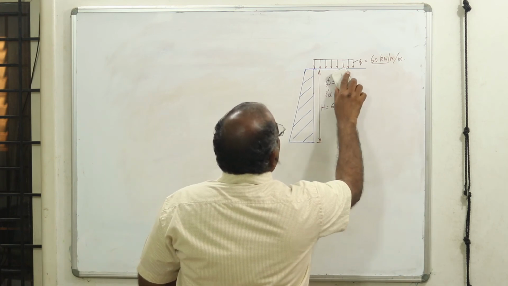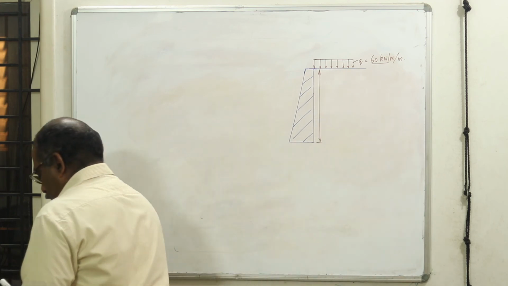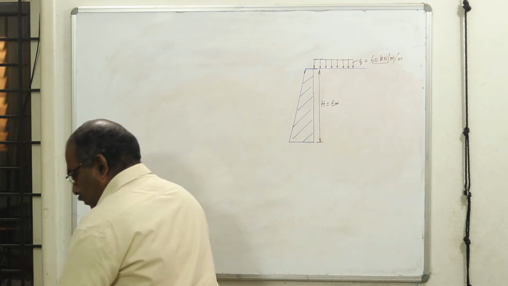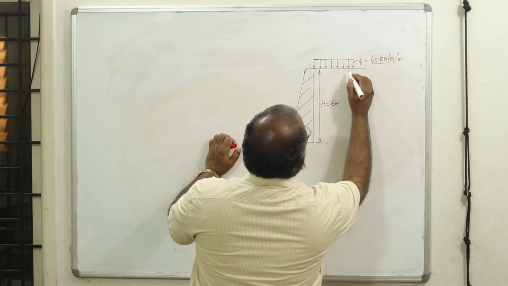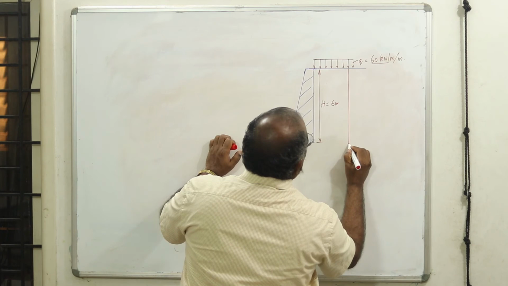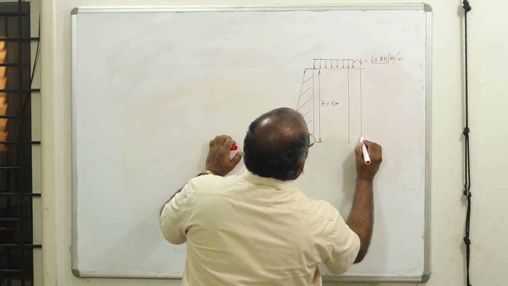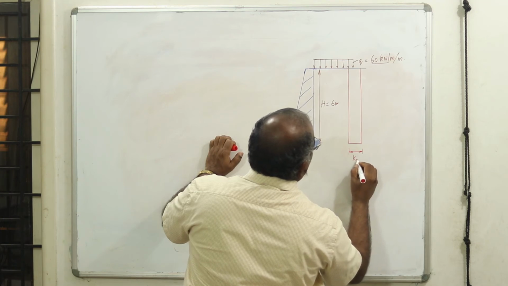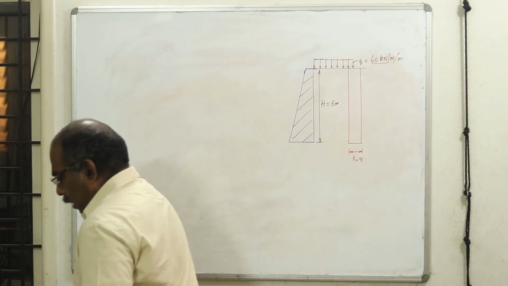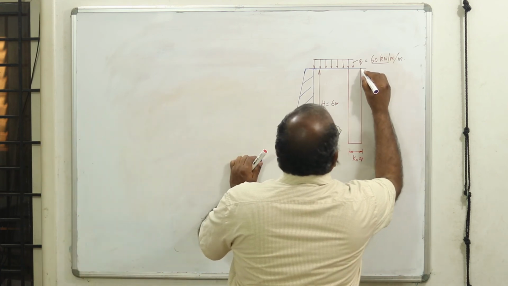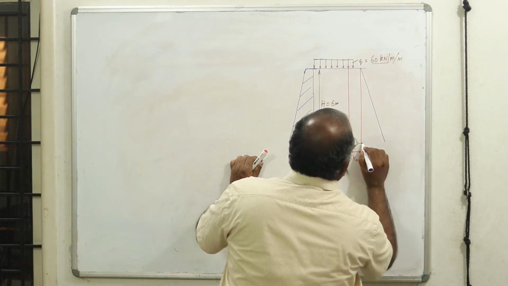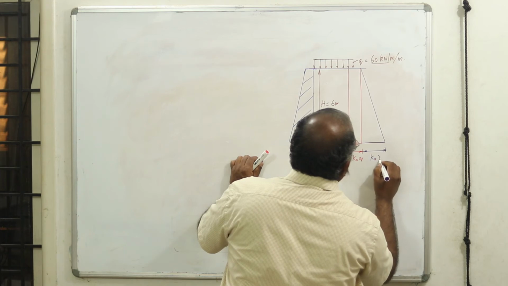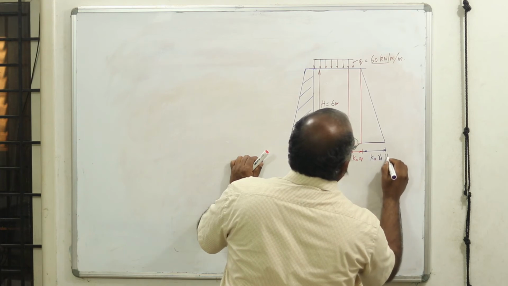As I already told you, we will have a uniform pressure distribution for the surcharge which is present. This is K into Q, plus we will have a triangular pressure distribution diagram for this soil. This will be K gamma D into H.